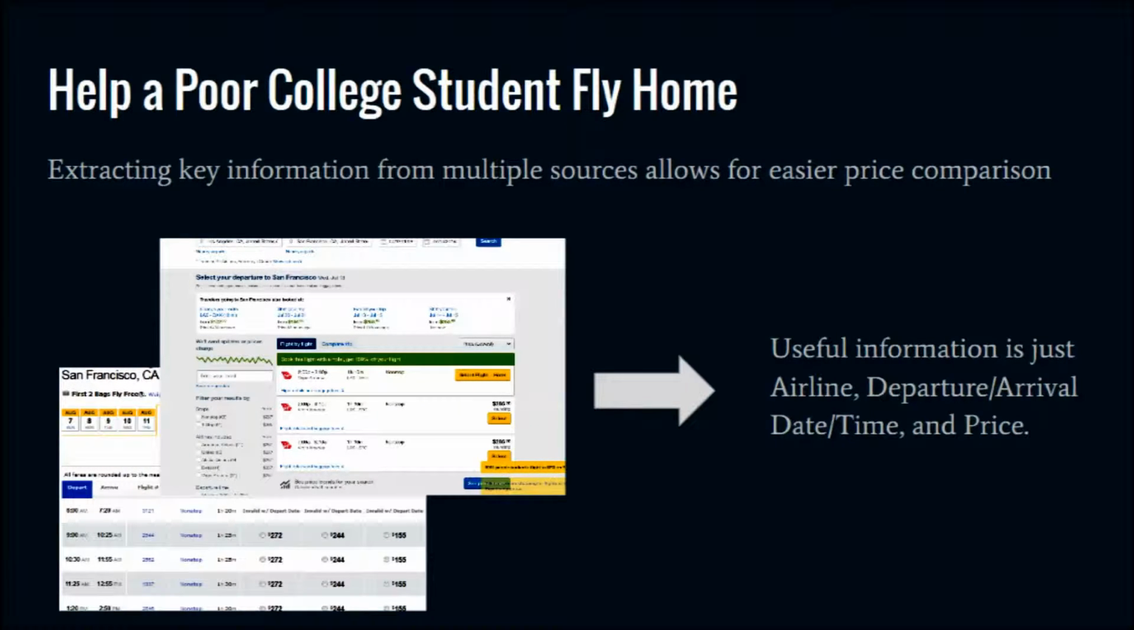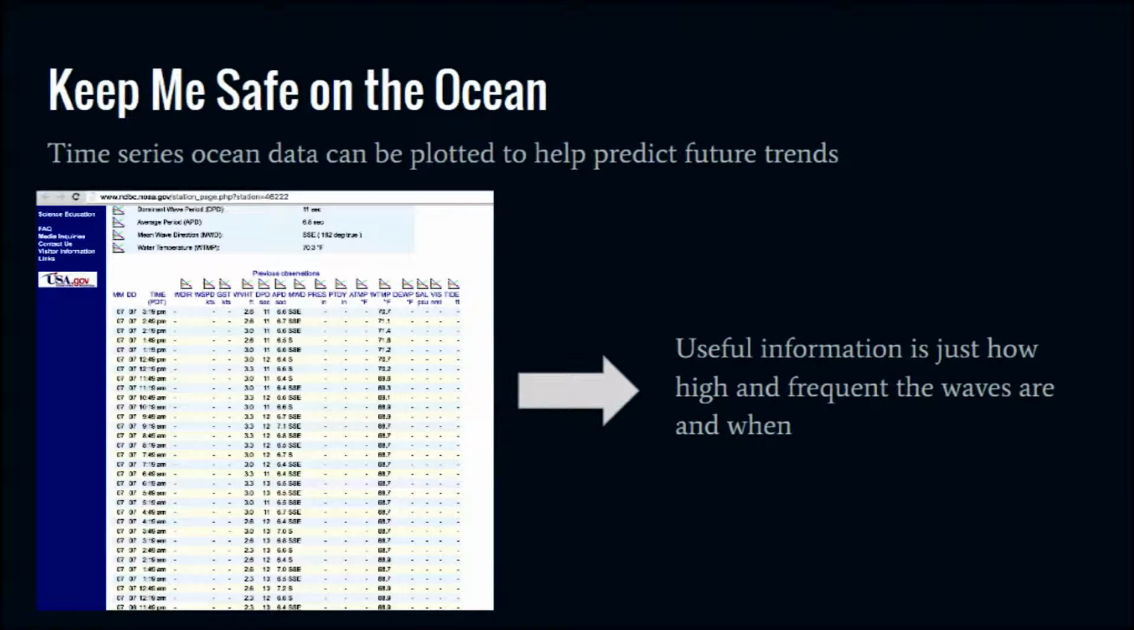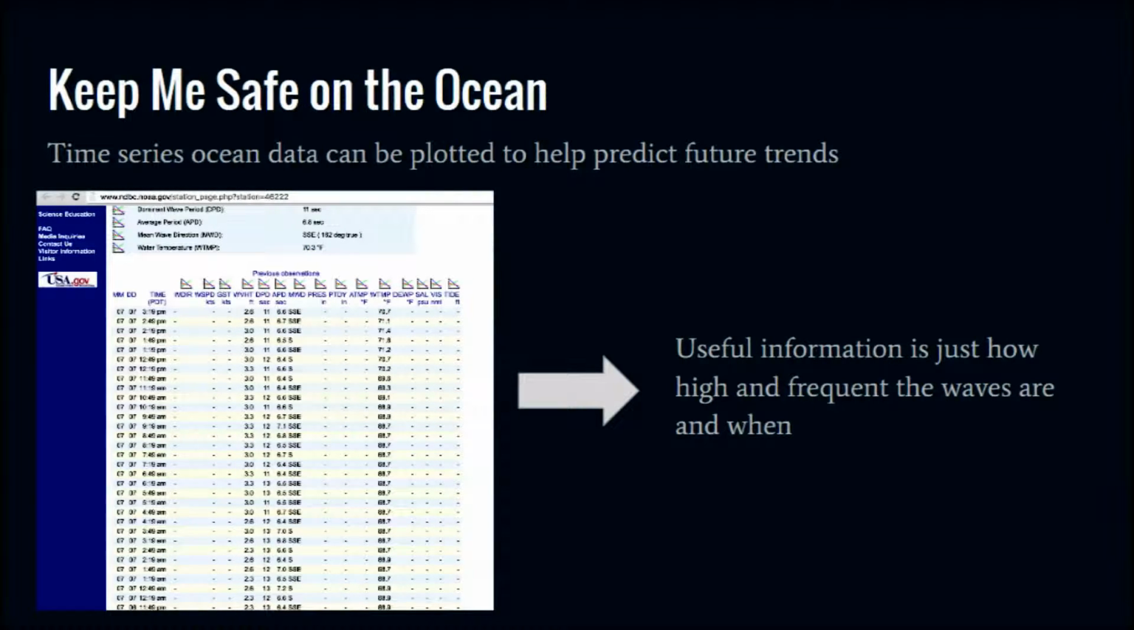Here are some stories we came up with. Me being a poor college student, it's important to me to find the cheapest flights possible. I only care about the airline, departure and arrival date and time, and price. I also want to merge multiple websites that don't stack results together in order to perform a cost analysis. Another example relates to my work. Oftentimes I have to go out onto the ocean, and it is important to me that the ocean is calm so I remain safe. I can use past history of wave height and frequency to forecast if a future date will be safe.